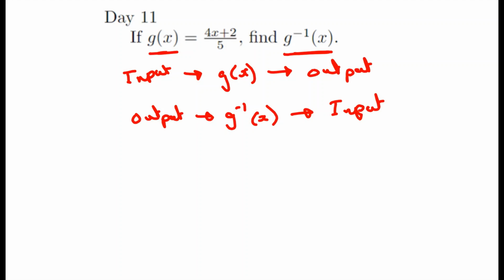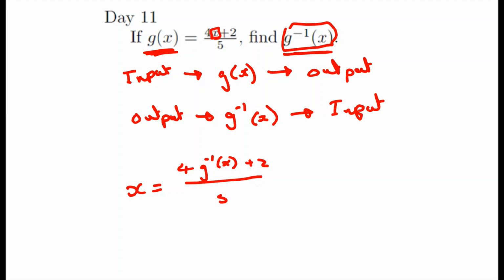So the way we do this is we actually flip these things around. We flip the x and we flip the g of x. So where we had g of x, we put x. Where we have the x in here, we're actually going to put our inverse function, g to the minus 1 of x, and then we put the rest in as normal.